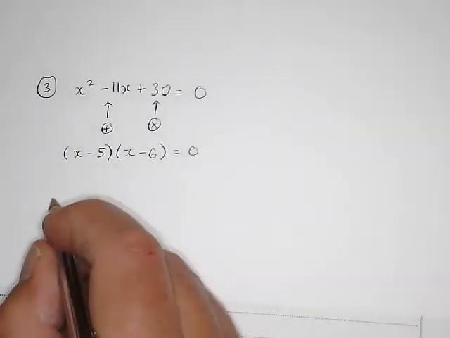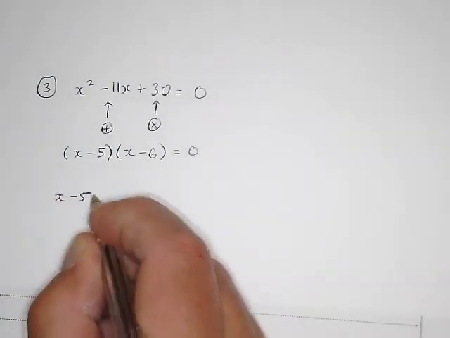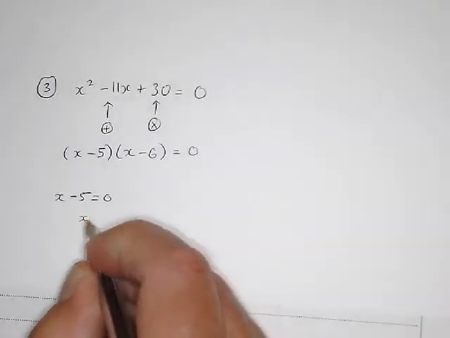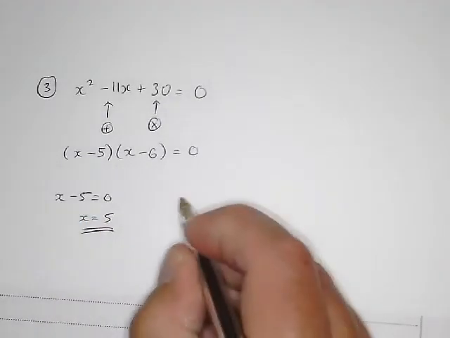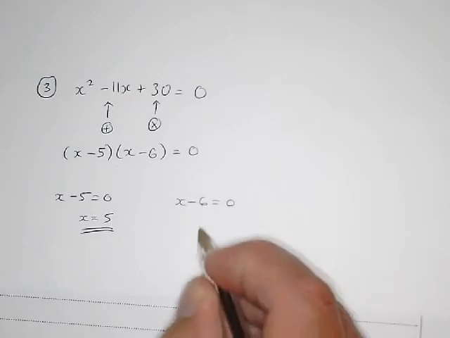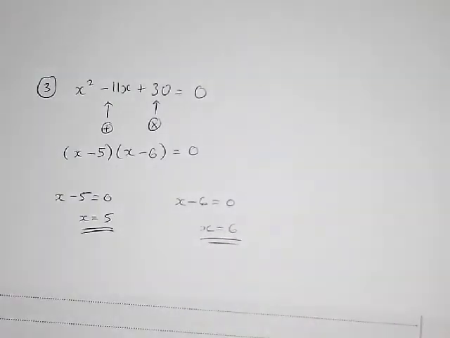So then we go through the either or bit, so x minus 5 equals 0, so giving us an answer of x equals 5, or x minus 6 equals 0, giving us an answer of x equals 6.